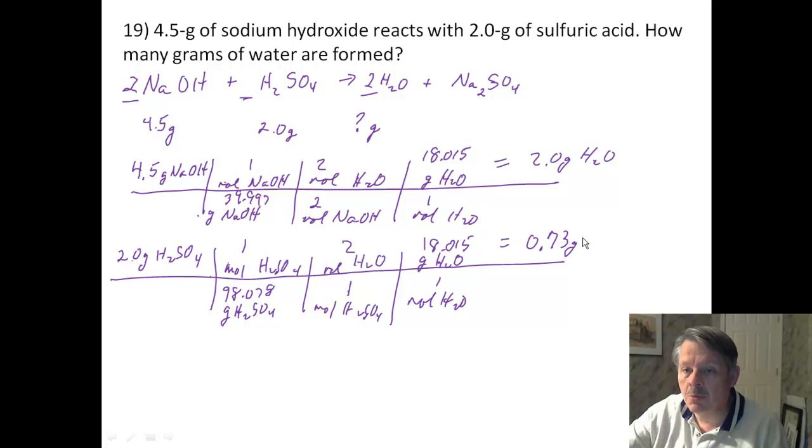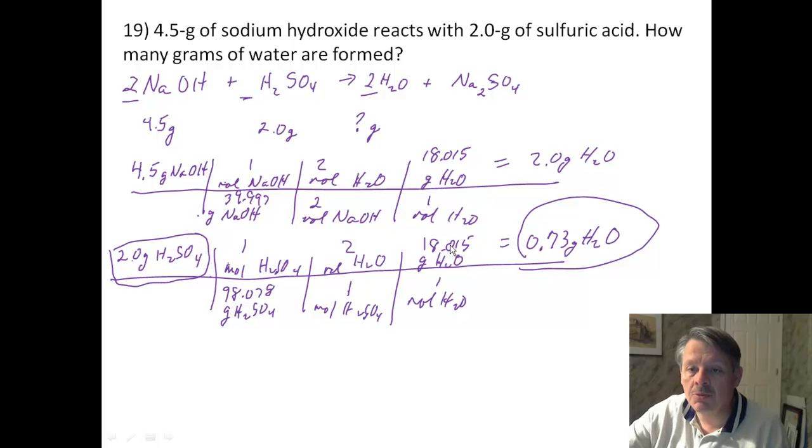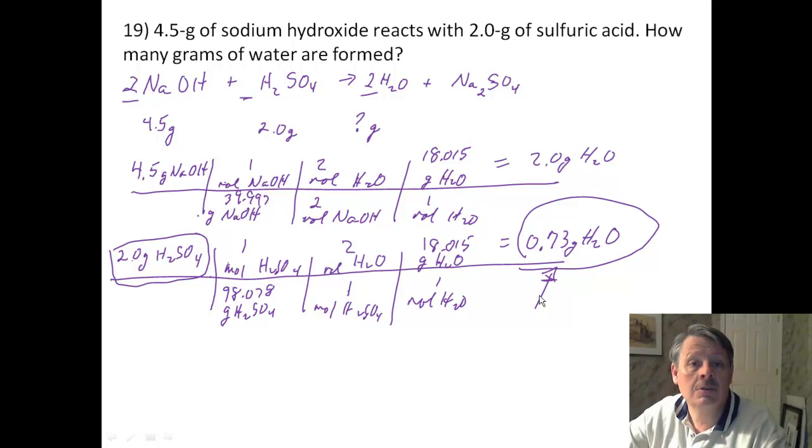0.73 grams of water. So clearly, this is the maximum we can make. We ran out of H2SO4 first, so that's our limiting reactant is H2SO4. The answer that we're looking for is over here. 0.73 grams of water is the maximum that we can produce. That's our expected or theoretical yield from this equation.